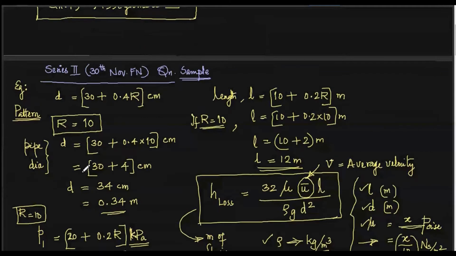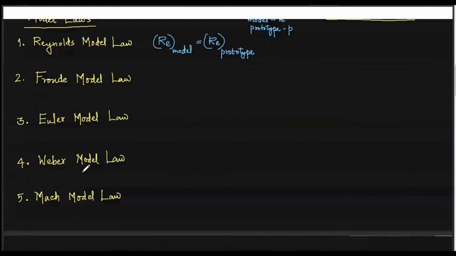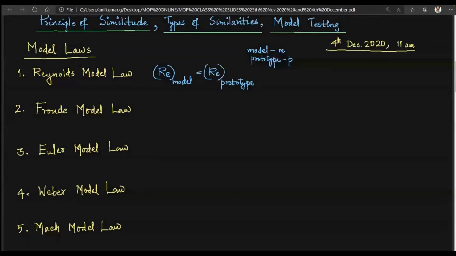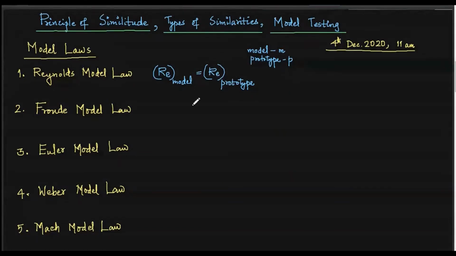Next topic for today. See, this is the one which I want to cover, and we will solve a numerical problem also based on this. Please listen to me carefully. So we are talking about the principle of similitude. That means similarity studies, then types of similarities, then model testing. Can anybody tell me what is the use of a model?